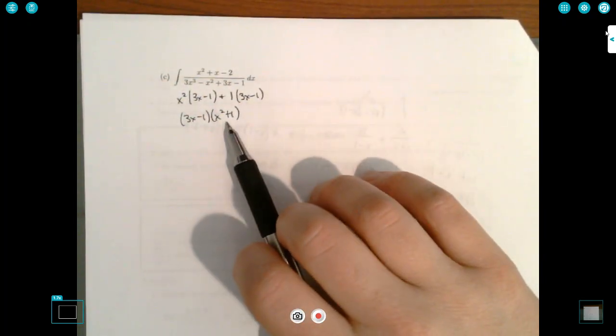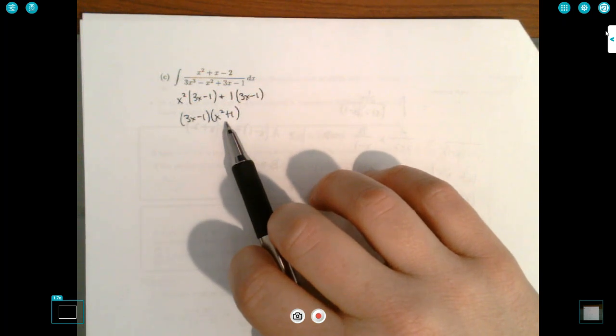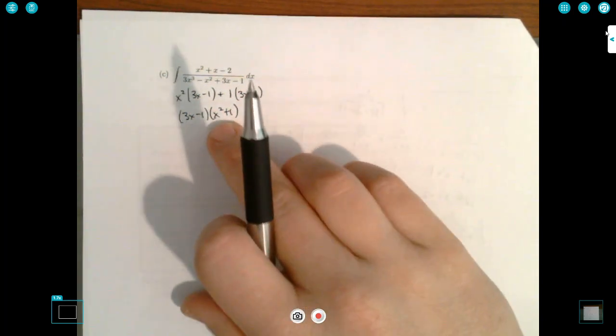Now, x squared plus 1, can I factor that any further? And the answer is no, right? You could factor it as x plus i times x minus i, but that's factoring over the complex numbers. Over the reals, this is as factored as that one's going to get. So we've got a linear factor and then an irreducible quadratic factor.